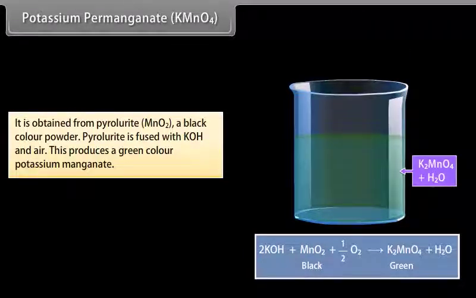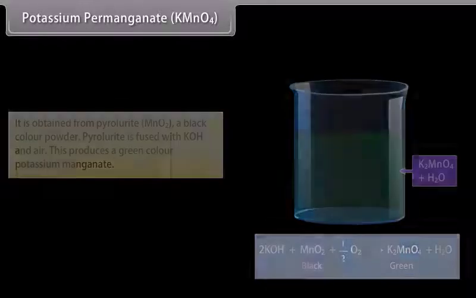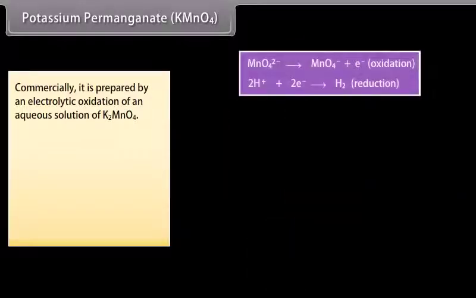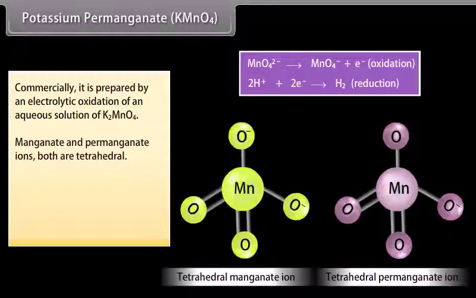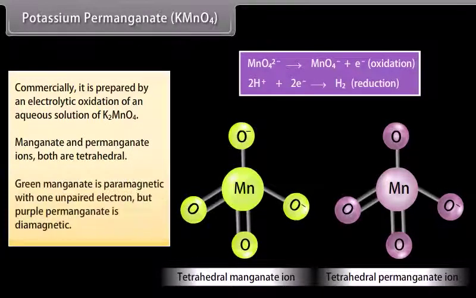This produces a green colored potassium manganate. Commercially, it is prepared by an electrolytic oxidation of an aqueous solution of K2MnO4. Manganate and permanganate ions both are tetrahedral. Green manganate is paramagnetic with one unpaired electron, but purple permanganate is diamagnetic.